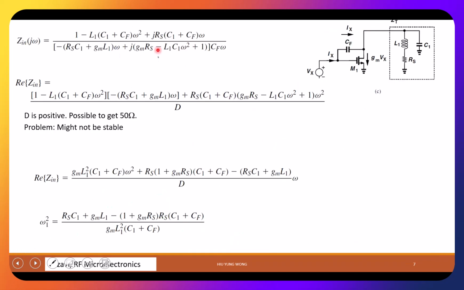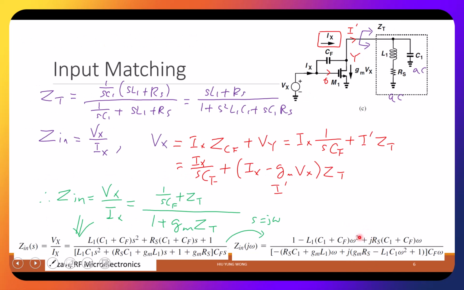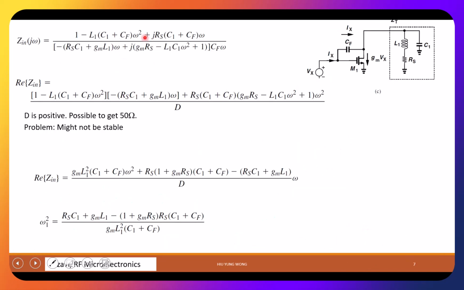So we copy this equation again. I just copied this one after substituting jω. Now the point is, and then you keep going, right? That is actually a lot of math. But I can say something here though. Our goal is to find the real part of this one. Why? Because we want to make it 50 ohm.